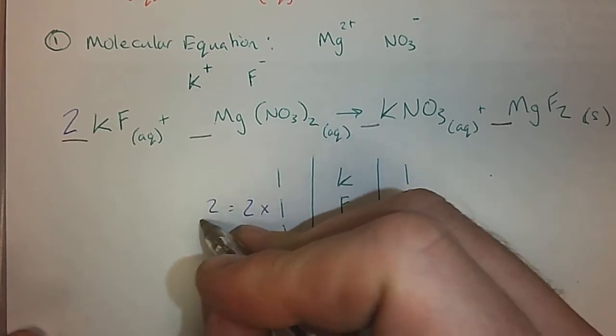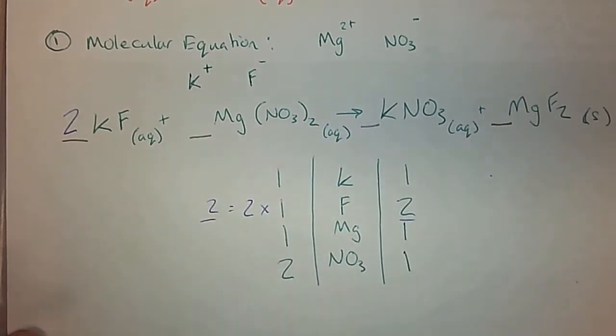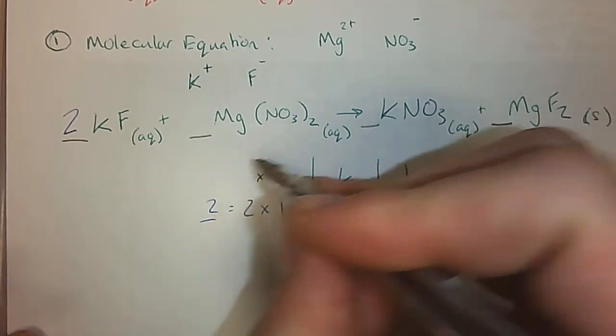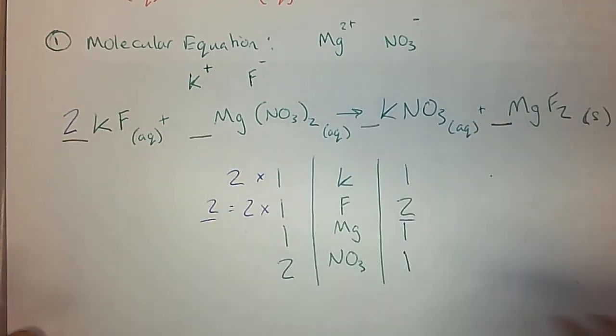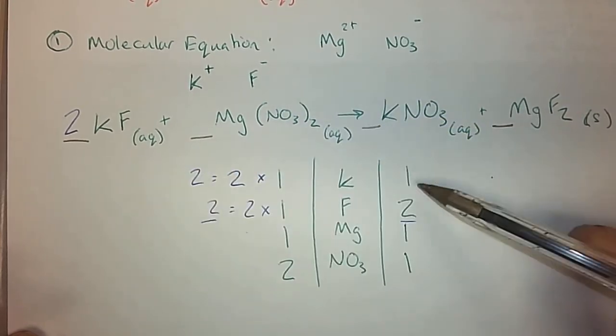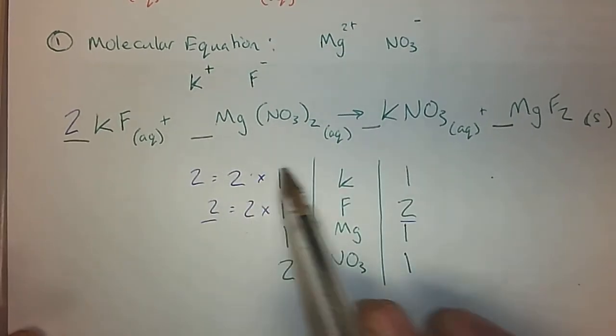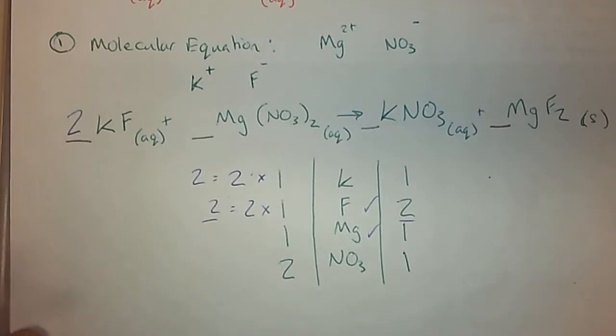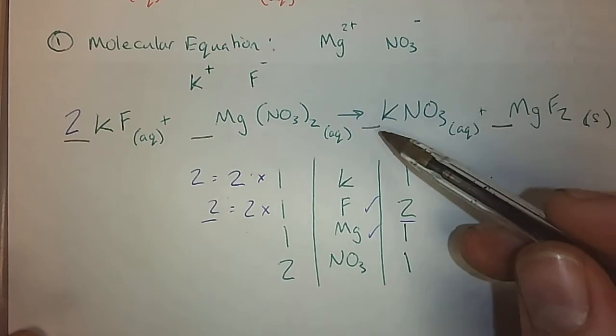Times 2 equals 2. Well, those are balanced now, but I've also had that effect on the potassium, haven't I? Because I've put a 2 in front of that compound, thus doubling everything in that compound. So I've got 2, and now suddenly I've got an imbalance over here. I've got a balance there, a balance there.